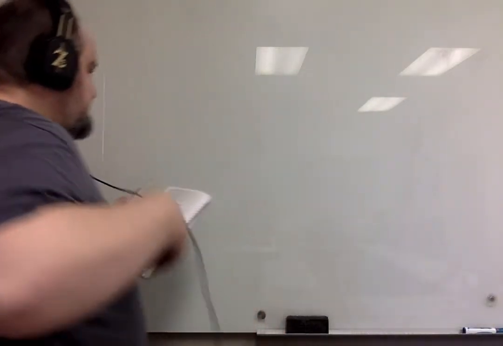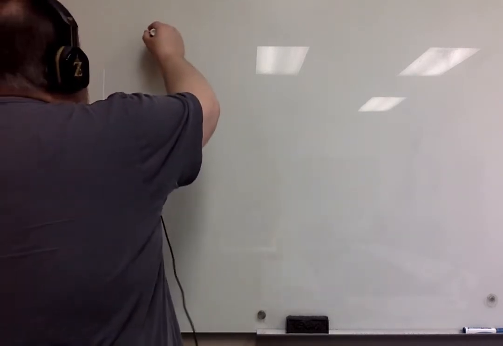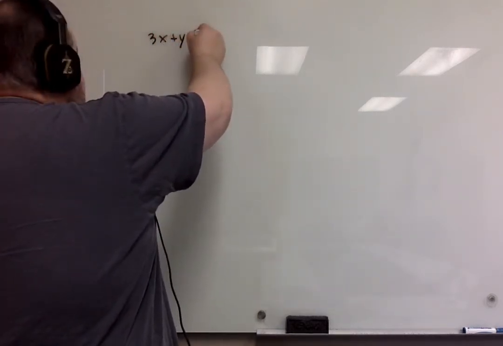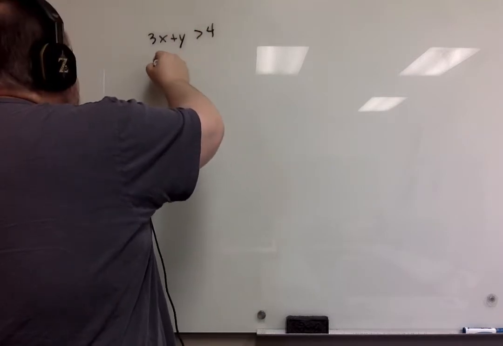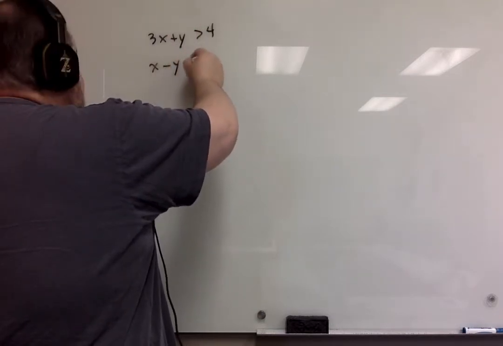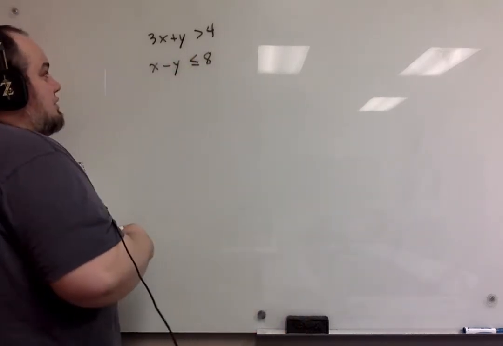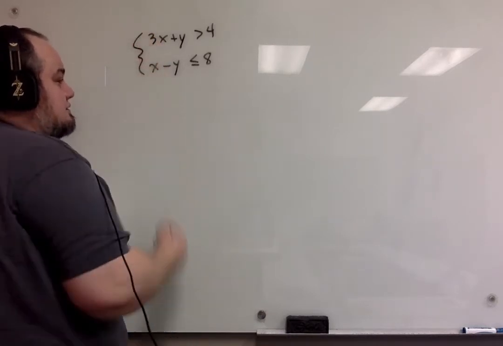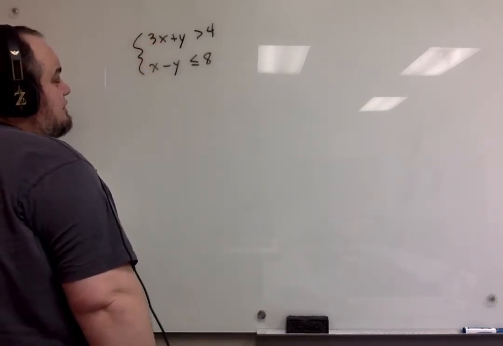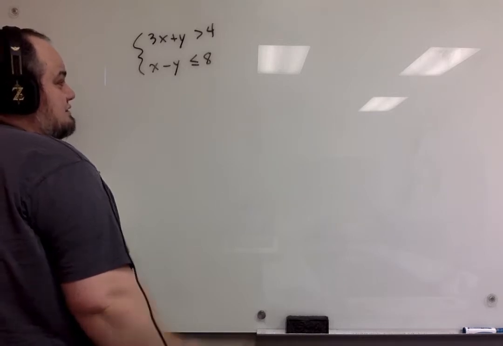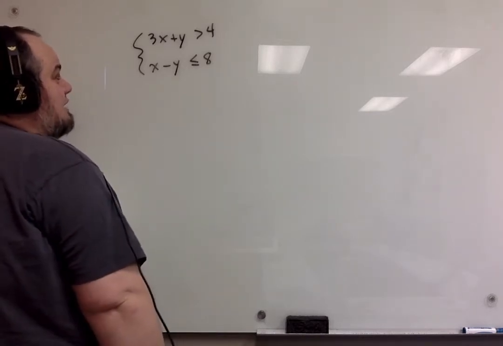We're just going to take a look at the example that's on page 318. So it says, solve this system of inequalities. And it gives us the system 3x plus y is greater than 4, and x minus y is less than or equal to 8. Now, in order to graph these, we're going to put them in slope-intercept form. Slope-intercept form is when you take an equation, a line, and solve it for y.